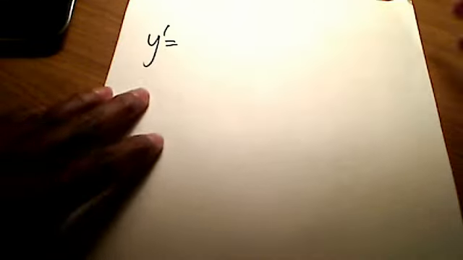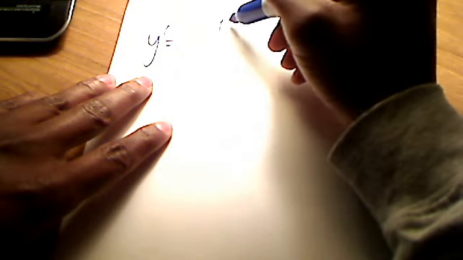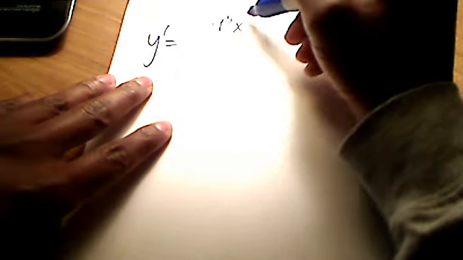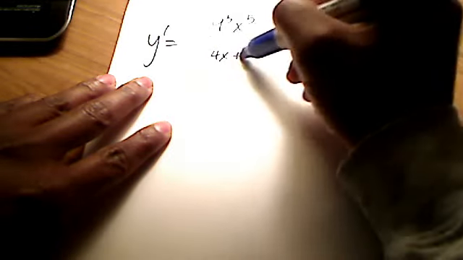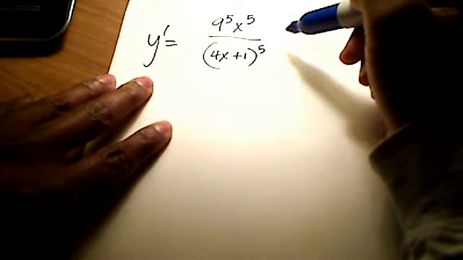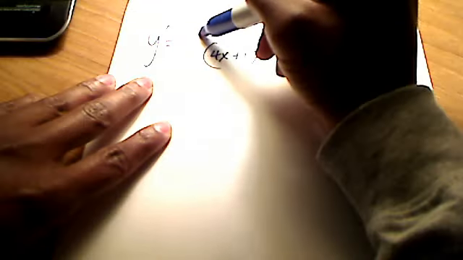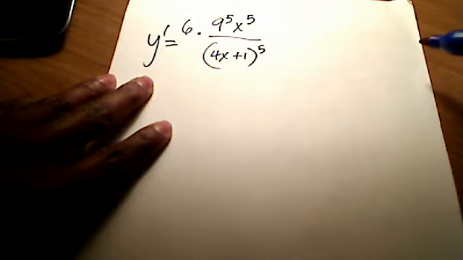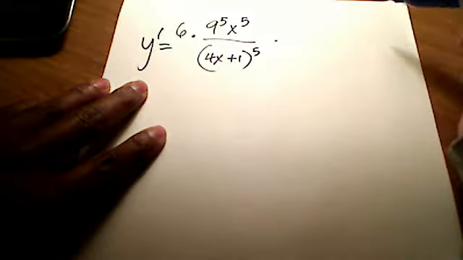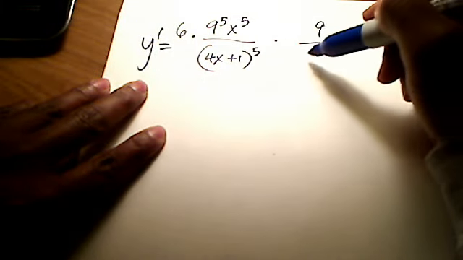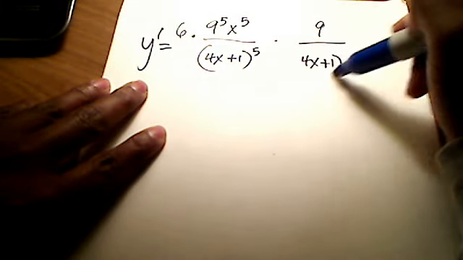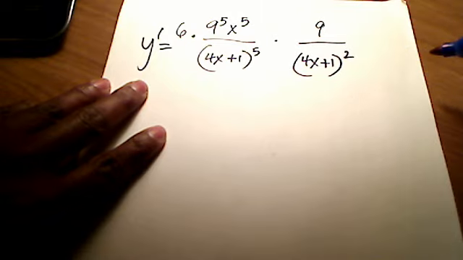All right, so here's what I've got. I've got 9 to the 5th, x to the 5th. I've got a 4x plus 1 quantity to the 5th. Right? I had a 6 out front. And I also have, I'm multiplying by another 9 and 2 more of these 4x plus 1s going on.